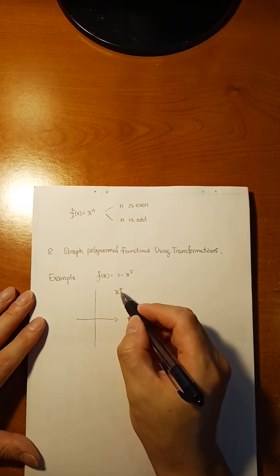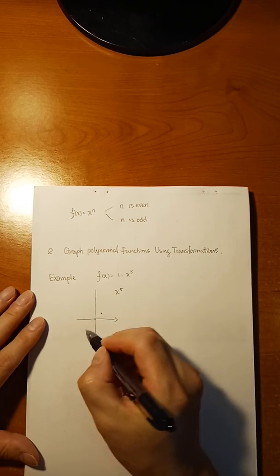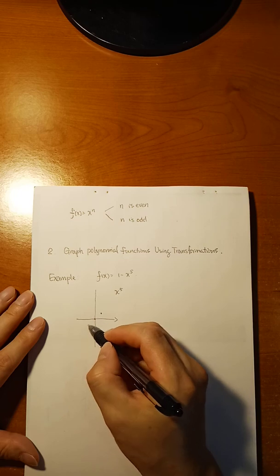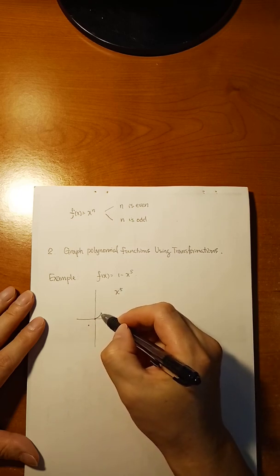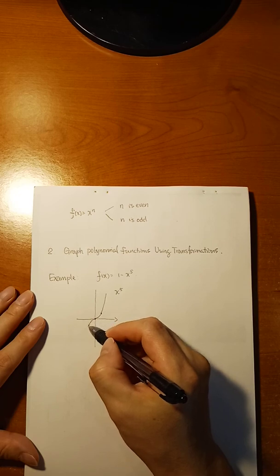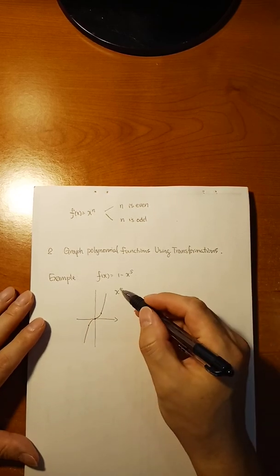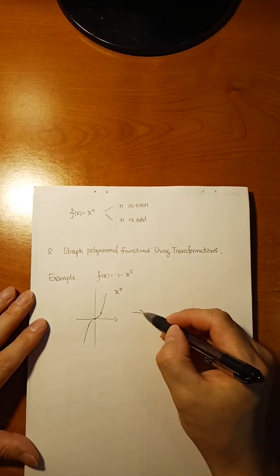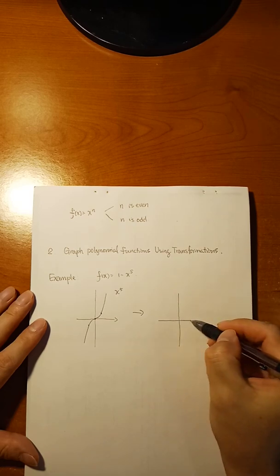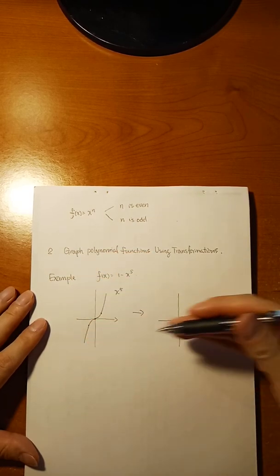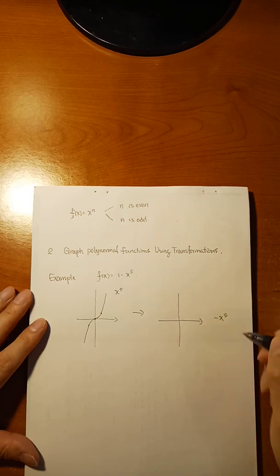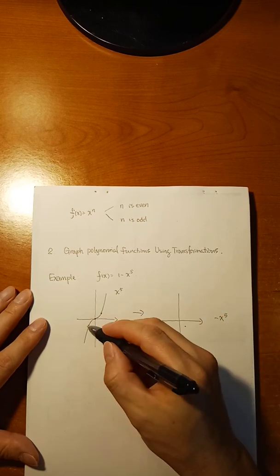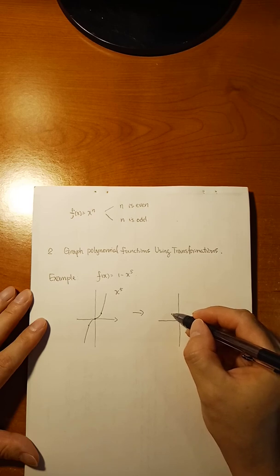x^5 is an odd power, so it's an odd function. The graph must pass through (1, 1), (0, 0), (-1, -1). So it's like this. This is x^5. And then we're going to flip it about the x-axis. If you flip it about the x-axis, you get the coefficient negative 1. When you flip it, this point is flipped to (1, -1), this point is flipped to (-1, 1), and (0, 0) is still (0, 0).